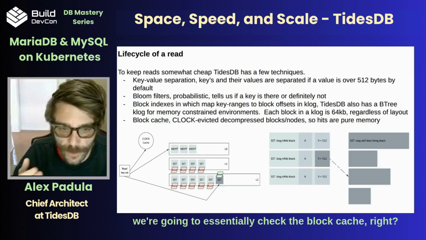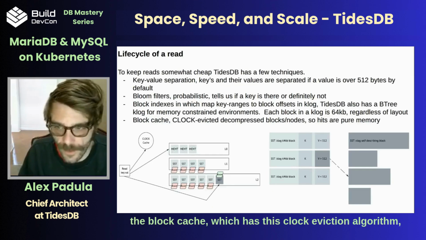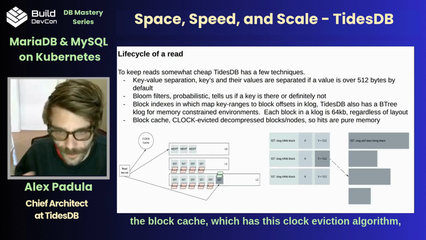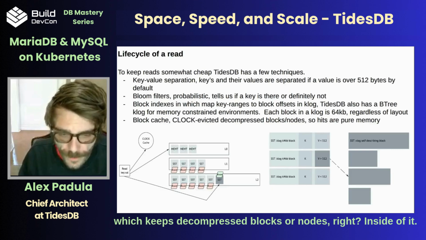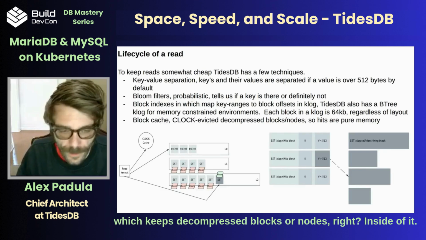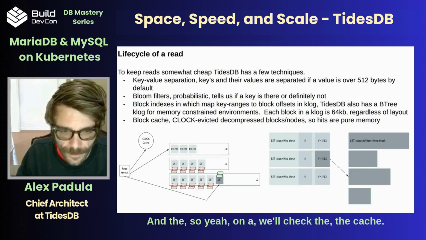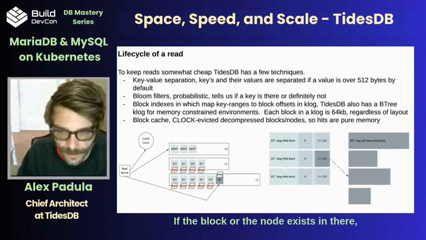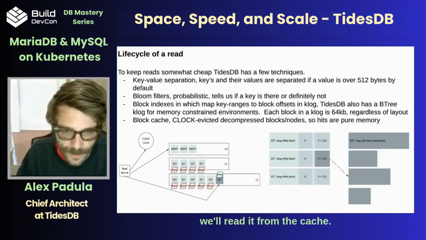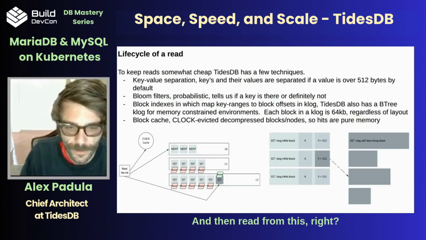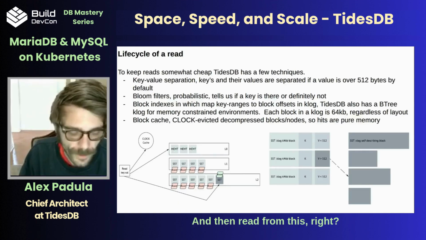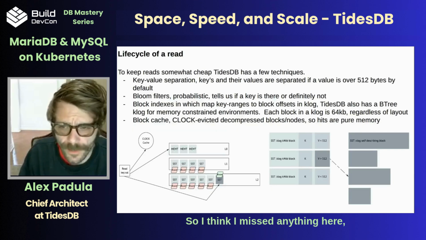And then we're going to essentially check the clock cache, right? The block cache, which has this clock eviction algorithm, which keeps decompressed blocks or nodes inside of it. And we'll check the cache. If the block or the node exists in there, we'll read it from the cache. If not, we'll have to do a miss and then read from disk, right? So I don't think I missed anything here.